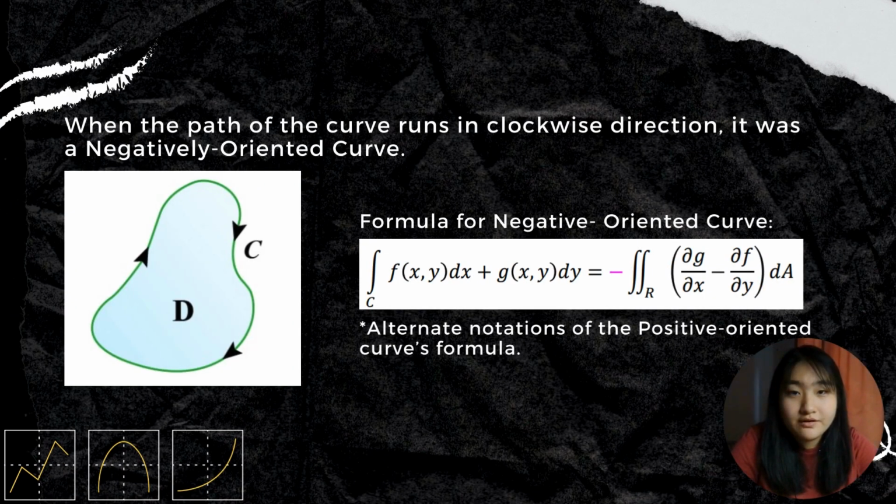Next, when the curve is run in the clockwise direction, it means that it is a negatively oriented curve. The negative orientation will affect the calculation of Green's theorem by changing the sign of the line integral, as shown in the formula in the slide. The negatively oriented version of Green's theorem simply involves adding a negative sign to the standard formula. This is because of the reverse direction of integration around the boundary curve.